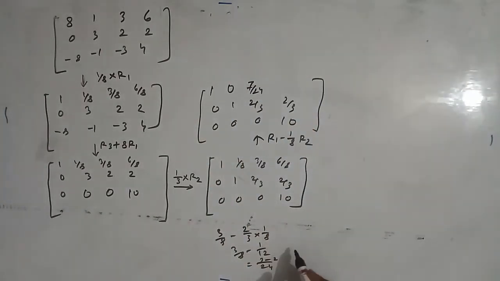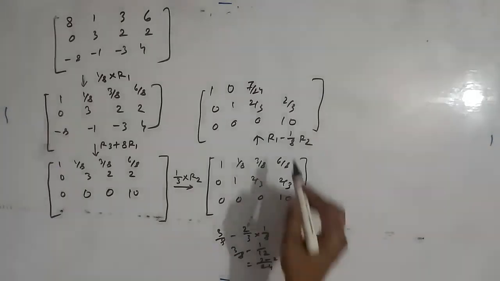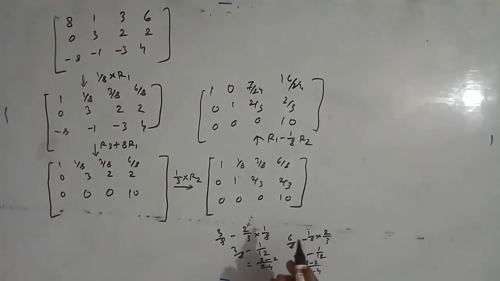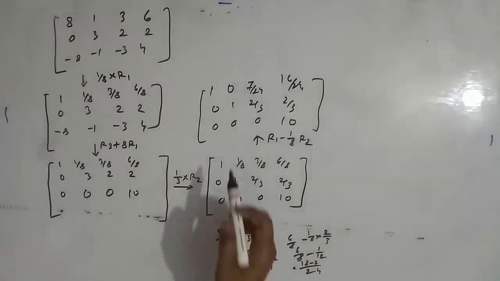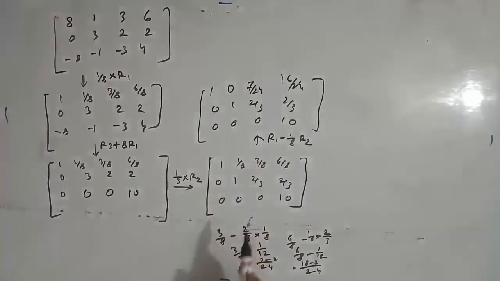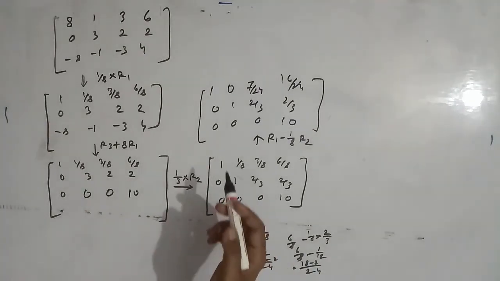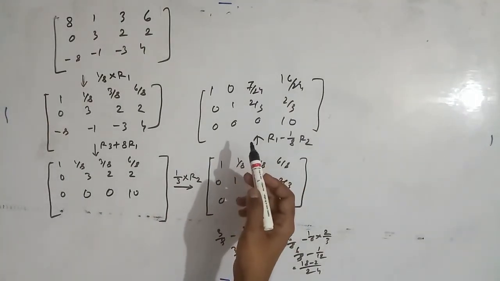And the last one will be 6 by 8 minus 1 by 8 into 2 by 3. So 6 by 8 minus 1 by 12, that is 24. 3 is 18 minus 2, that is 16 by 24. Now you see leading element of second row is 1, and it is contained in the second column. So all the remaining elements are 0. Now you go to third row.